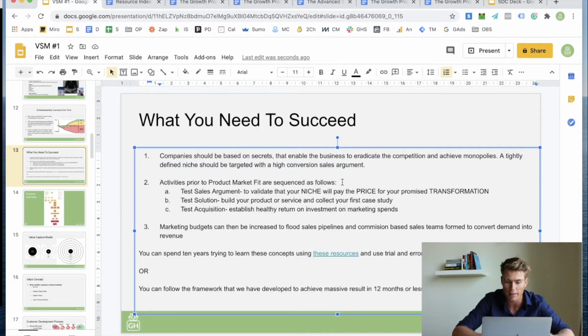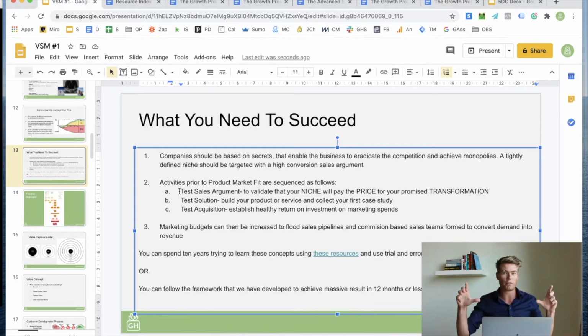Number 2, the activities prior to product market fit need to be sequenced correctly. Okay, by doing this in the right order, it means that we don't need huge amounts of funding, and it really reduces our risk. So to do this, what you do is you test your sales argument by going out to the market. Okay, and you do this without fancy funnels or expensive marketing budgets. You just go out there using tools like LinkedIn, email, and Zoom to get your first sales. And all you're trying to do here is validate the fact that your niche will pay the price that you have offered for the transformation that you are promising.